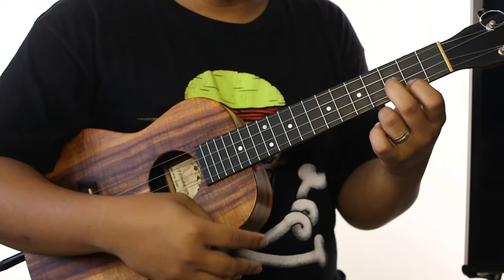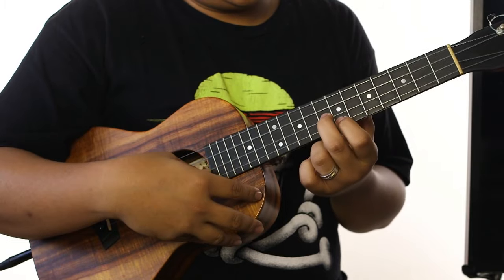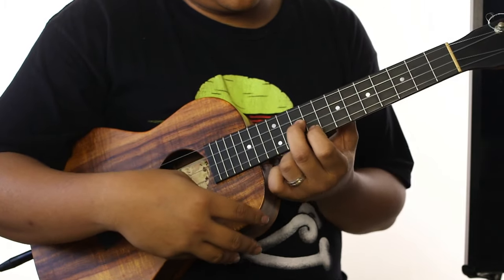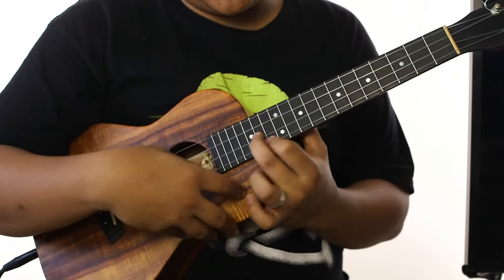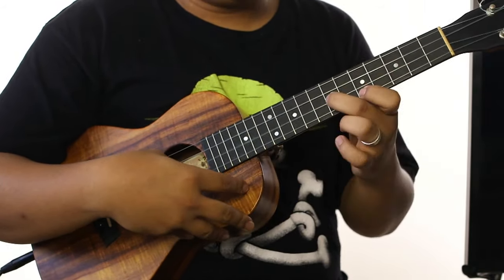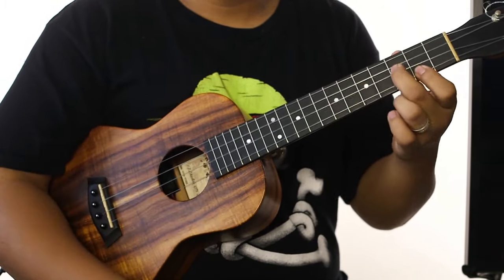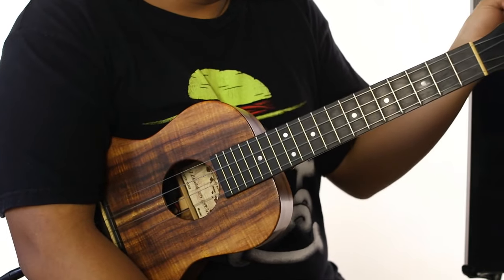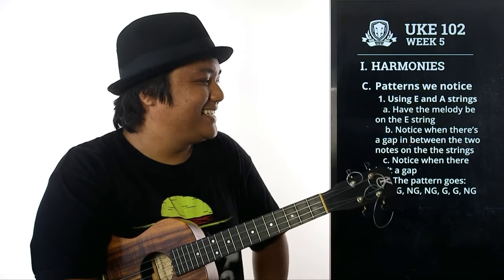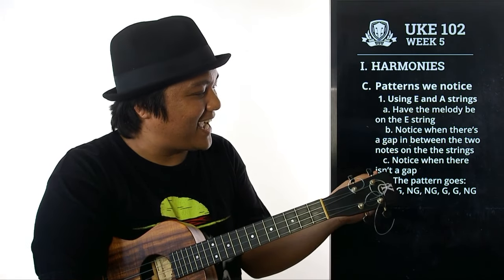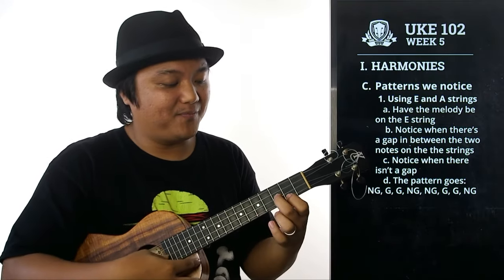Okay, so G, B, A, C, B, D, C, E, D, F sharp, E, G, F sharp, A, and G, B. So it sounds like this. Now, notice when there's a gap in between two notes on the strings, and notice when there isn't a gap on the strings. The pattern goes, so let's take a look at it again.